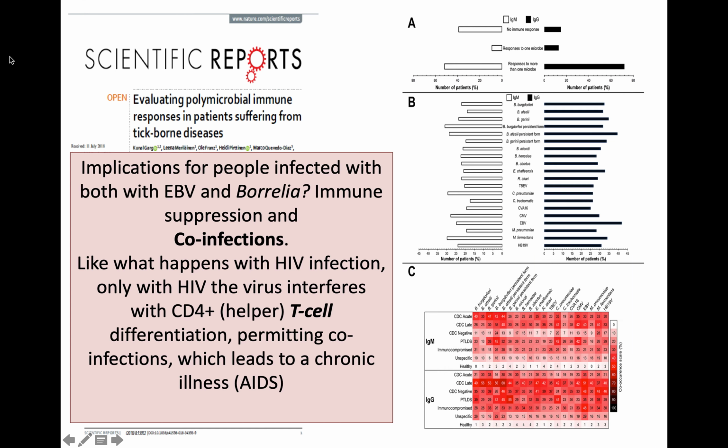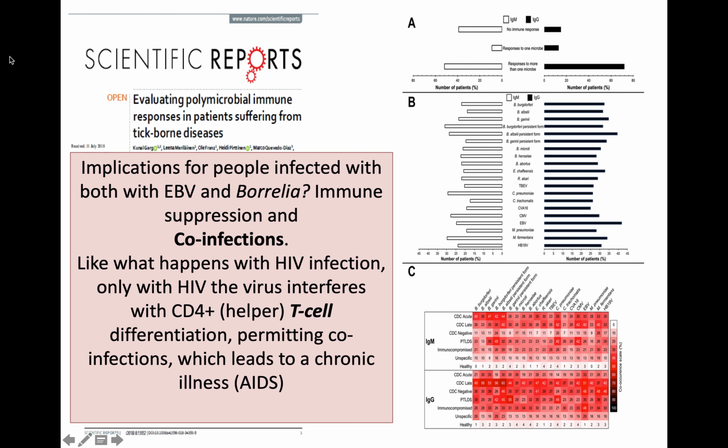So anyhow, there is still another implication for people infected with both. Now we're talking Epstein-Barr virus and Borrelia. It seems to have suppressed the immune response to the point that it may be even like comparing it to HIV, where the virus interferes with these helper T cells differentiating, which leads to chronic illness.